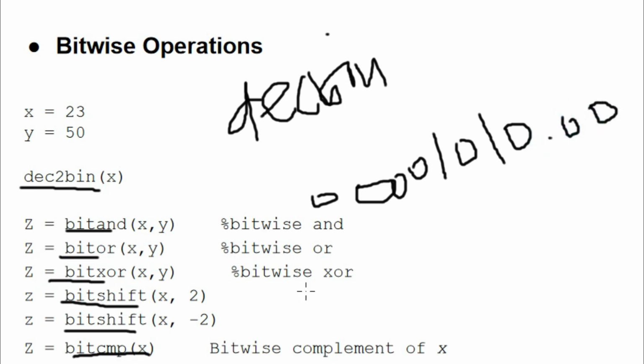So after doing bitshift x comma 2, it takes 2 places here. So what it does is shift 2 places to the left side, and after that point again we have some zeros.